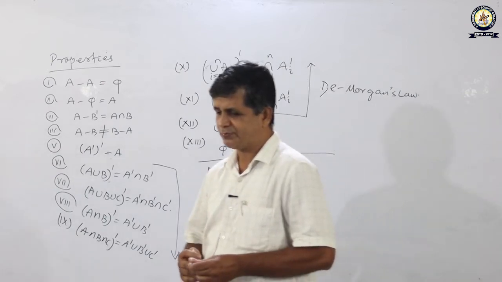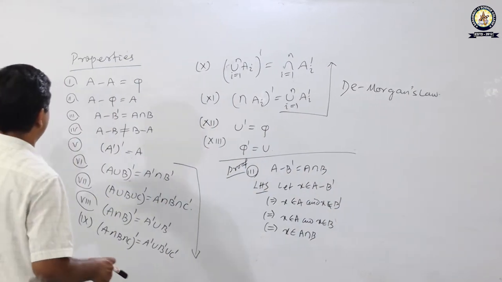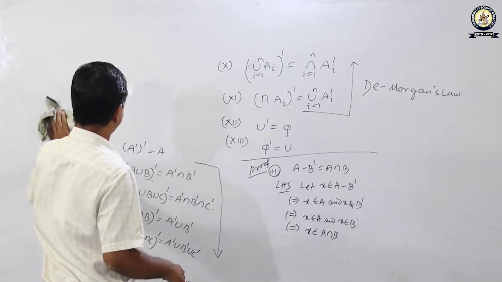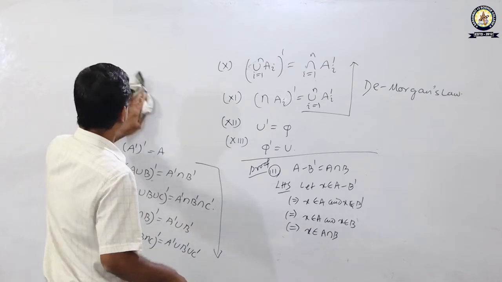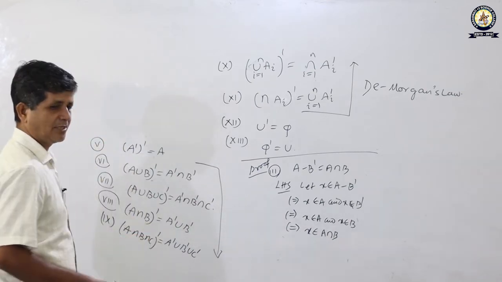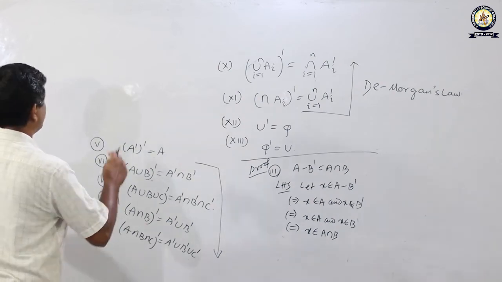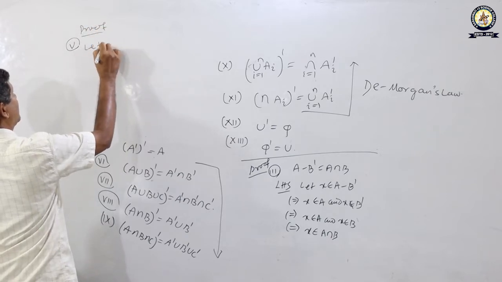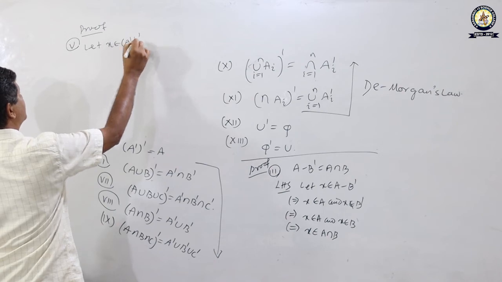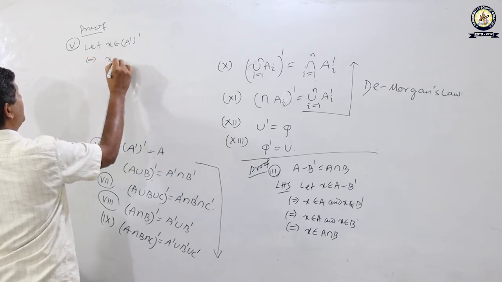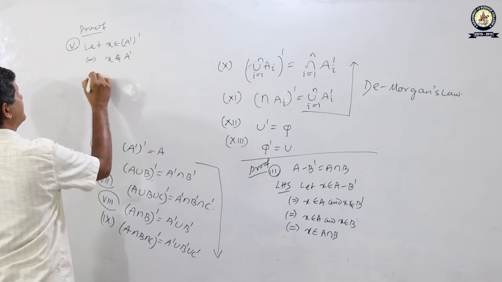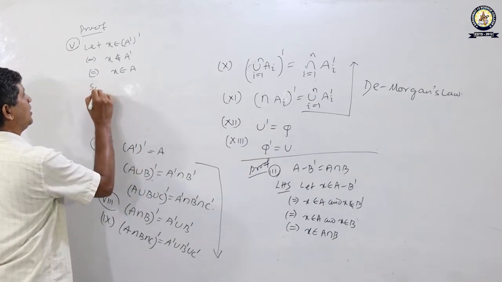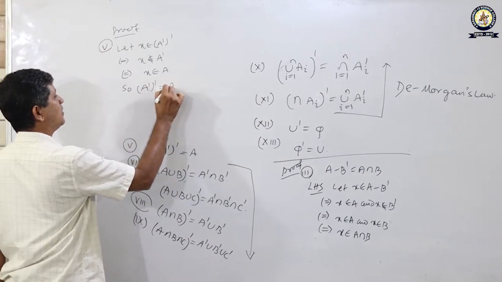Come to next part of the proof. Next bit. Remember that in class 11, these parts are very much important for us to prove in the exam. So, we jump to next question, fifth bit, proof of fifth bit. Let X belongs to A dash of dash. Implies and implied by X does not belong to A dash. If it is not in A dash, then it must be in A. So, A dash of dash is equal to A.